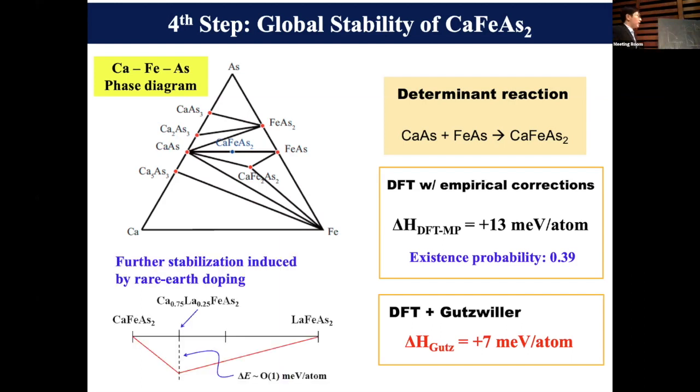We also checked the rare doping case and found that it induced further stabilization. So this result explains why the undoped 1-on-2 compound is not synthesized yet, and only rare-doped 1-on-2 compounds are synthesized in experiment.